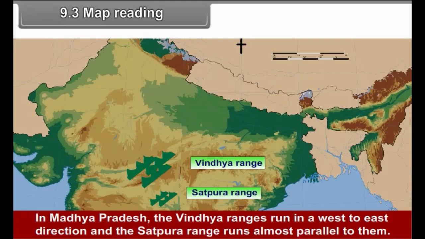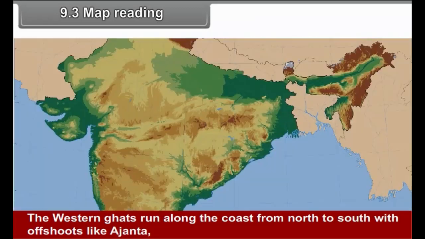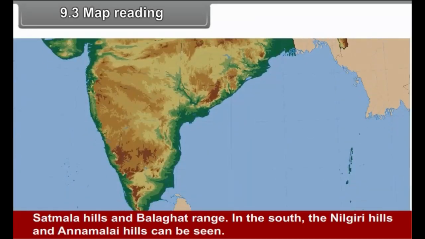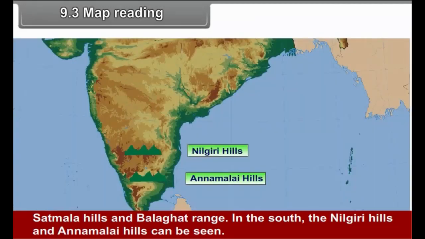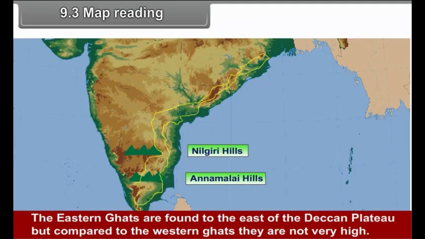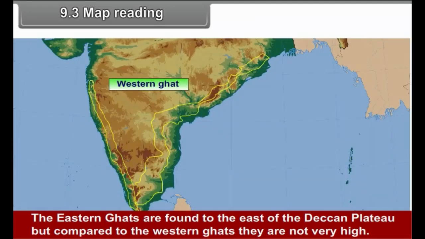to them. The Western Ghats run along the coast from north to south with offshoots like Ajanta, Satmara Hills and Balghat range. In the south, the Nilgiri Hills and the Annamalai Hills can be seen. The Eastern Ghats are found to the east of the Deccan Plateau, but compared to the Western Ghats, they are not very high.